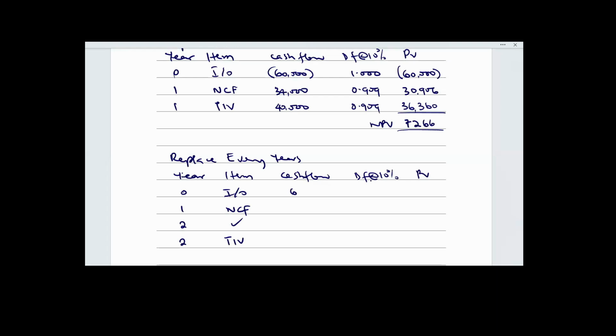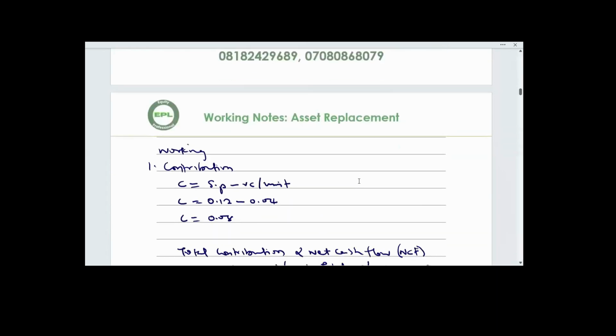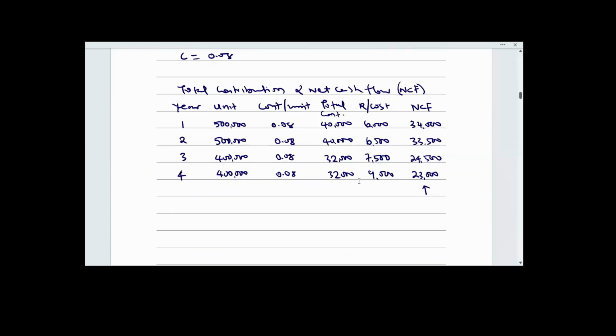Year 0, 60,000 is the initial outlay of the project, multiplied by 1, that's 60,000. Net cash flow of year 1 is 34,000 at discount factor of 0.909. This produced 30,906. Then in year 2, our net cash flow for year 2 is 33,500.